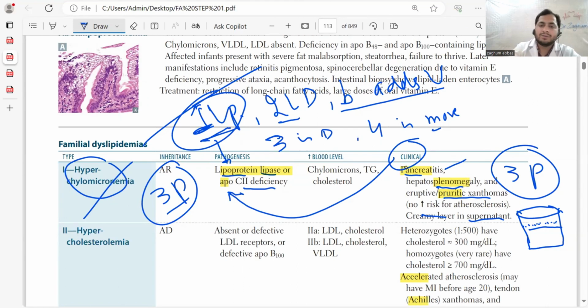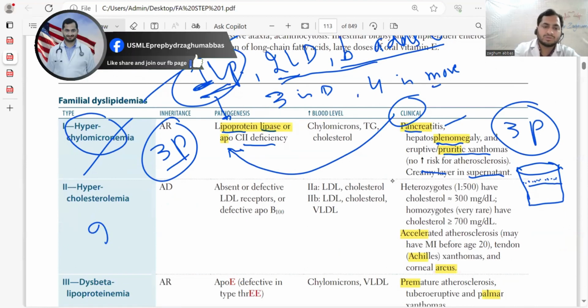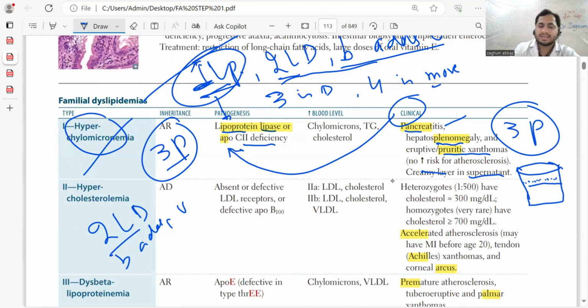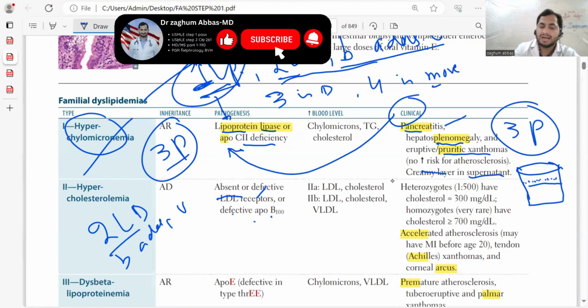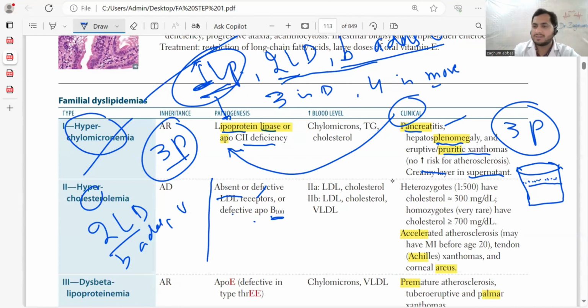Then the second is 2LD and B adds V. In this case, 2LD, you will have a deficiency of LDL receptor, or you have a defective ApoB100. Actually, that is a part of cholesterol. So that is the mnemonic 2LD. And the third one is not mentioned here, but has been asked in NEET PG.